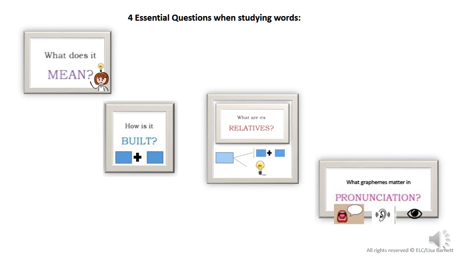And finally, the last thing we take a look at is what the graphemes in this word are that matter in pronunciation. Perhaps there are marker letters in this word that don't have a phoneme attached to them.